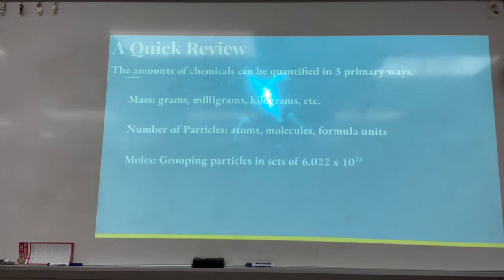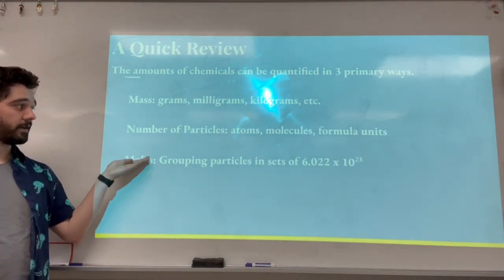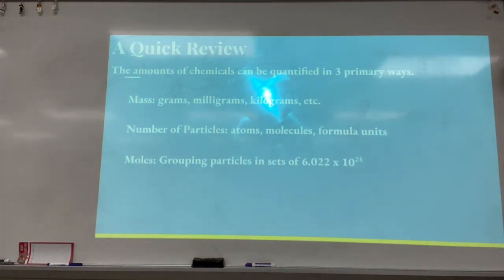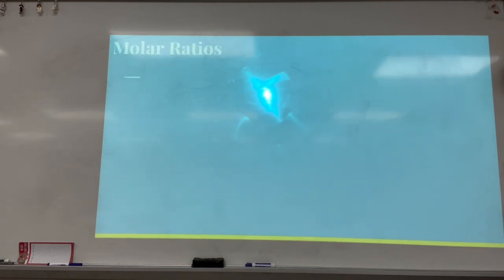These are ways that we talk about the amount of something, and we spent basically most of the last chapter converting between these. So that's just a little reminder: we're going to take this stuff from last chapter and apply it to this chapter. And then we use our conversion factors. Grams to moles uses molar mass. Moles to particles uses Avogadro's number. And then you go backwards, right? Picket fences, proportions, all that good stuff.